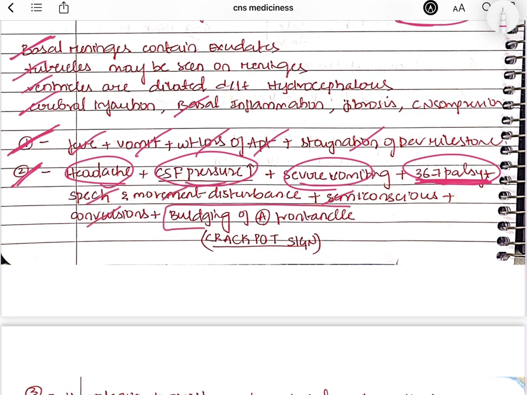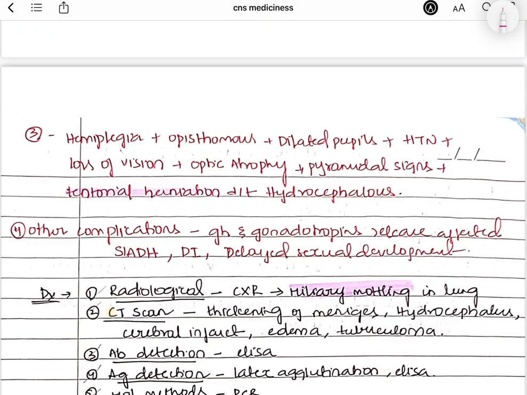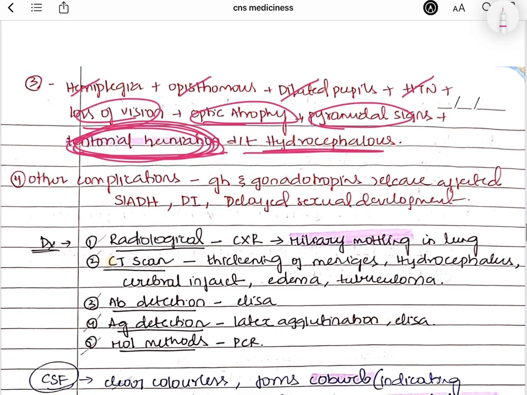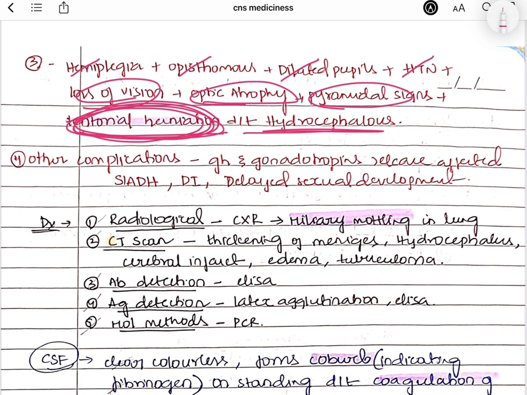Bulging of the anterior fontanelle is called the cracked-pot sign. Whenever you see hydrocephalus in TB, just remember that bulging of the anterior fontanelle will cause the cracked-pot sign, right? Third, write the progression of CNS symptoms: hemiplegia, opisthotonos, dilated pupil, hypertension, loss of vision because of cranial nerve involvement, and optic atrophy. Just write these eye symptoms also. Don't forget tentorial herniation because of hydrocephalus. And fourth, write the end stage, where they will have developmental delay in sexual and growth development.